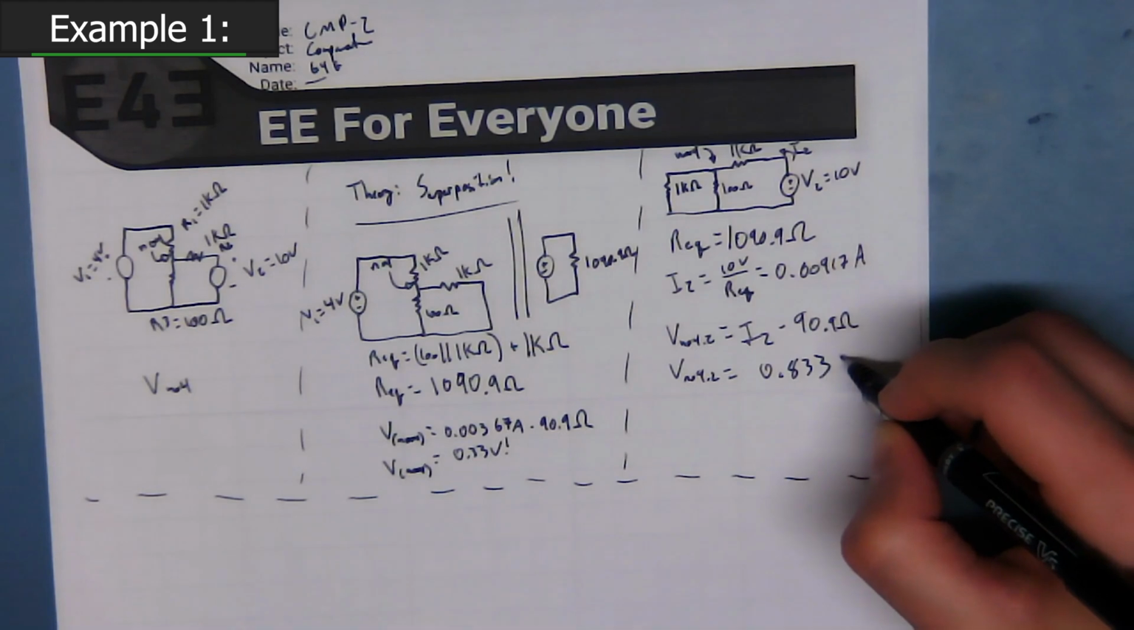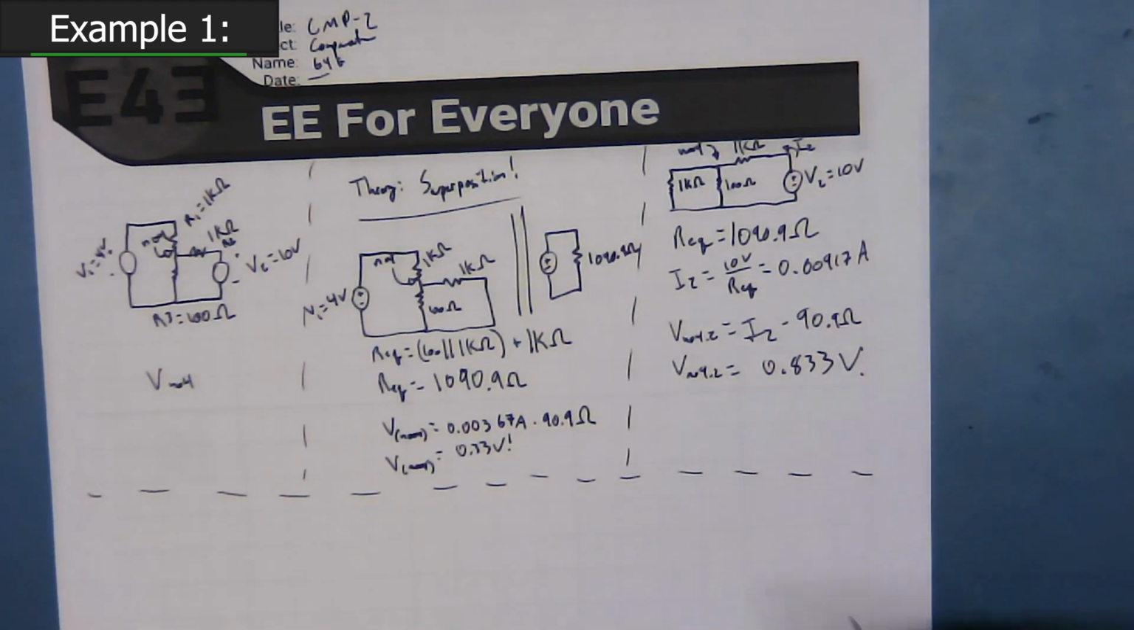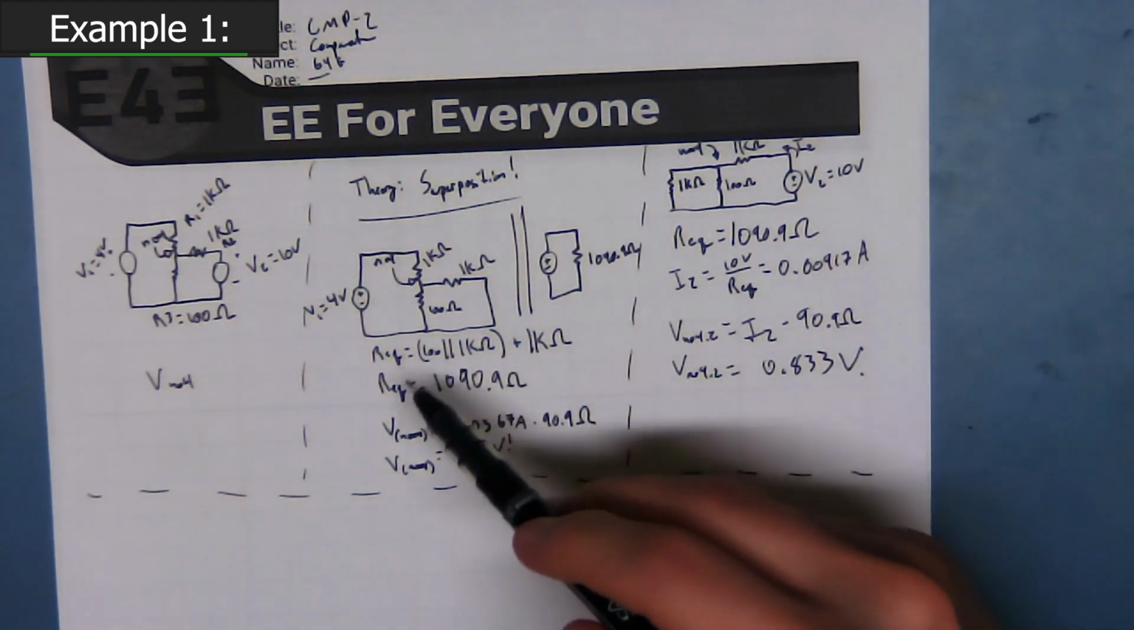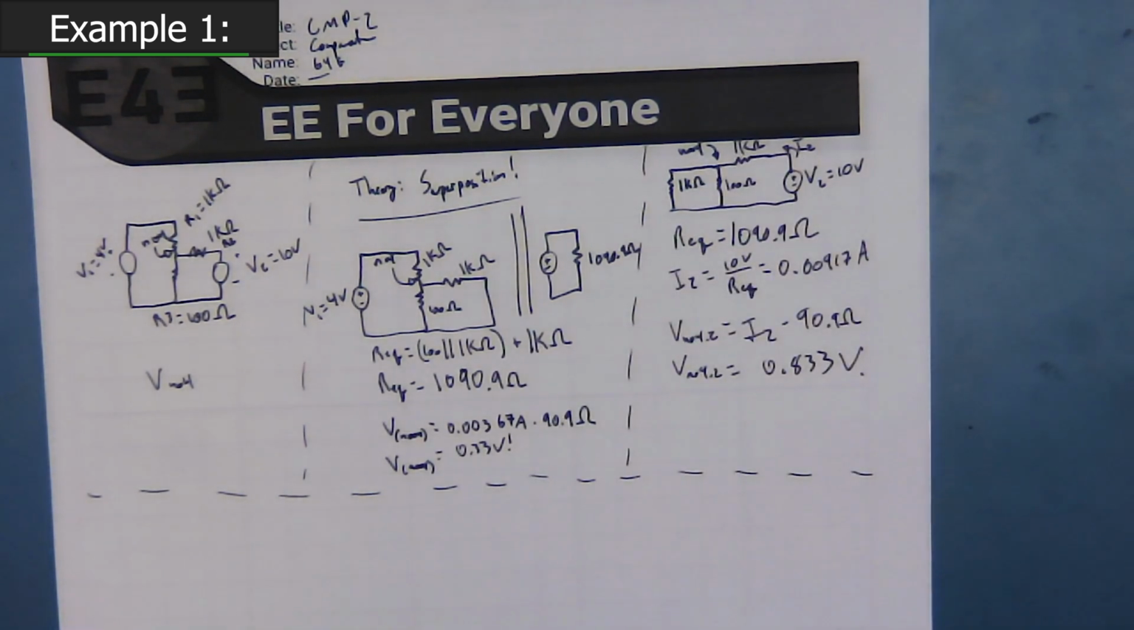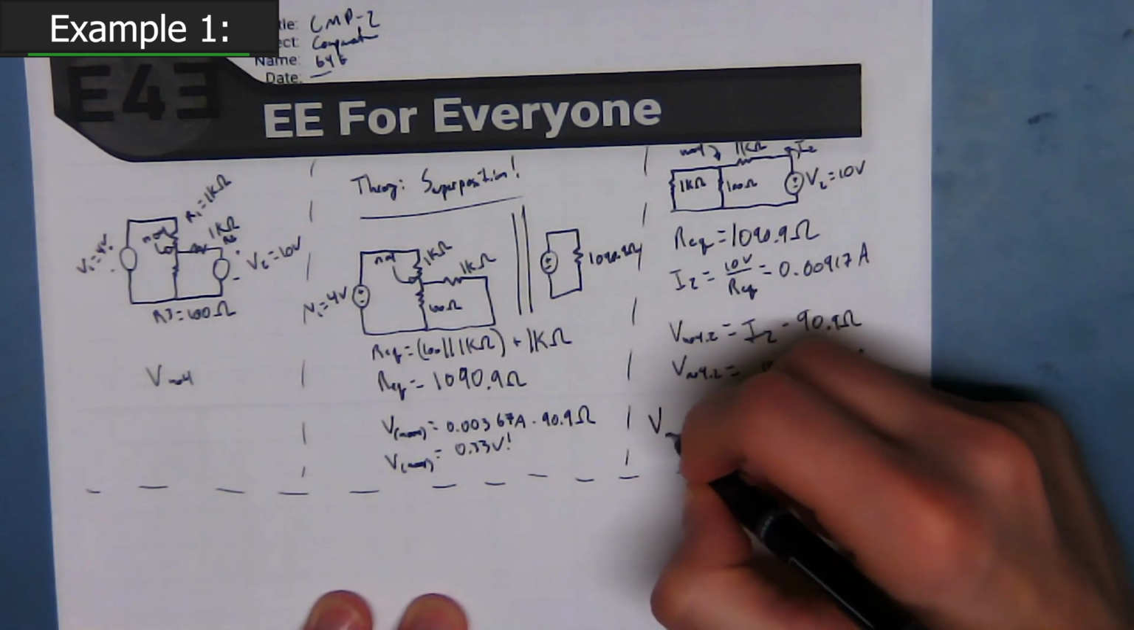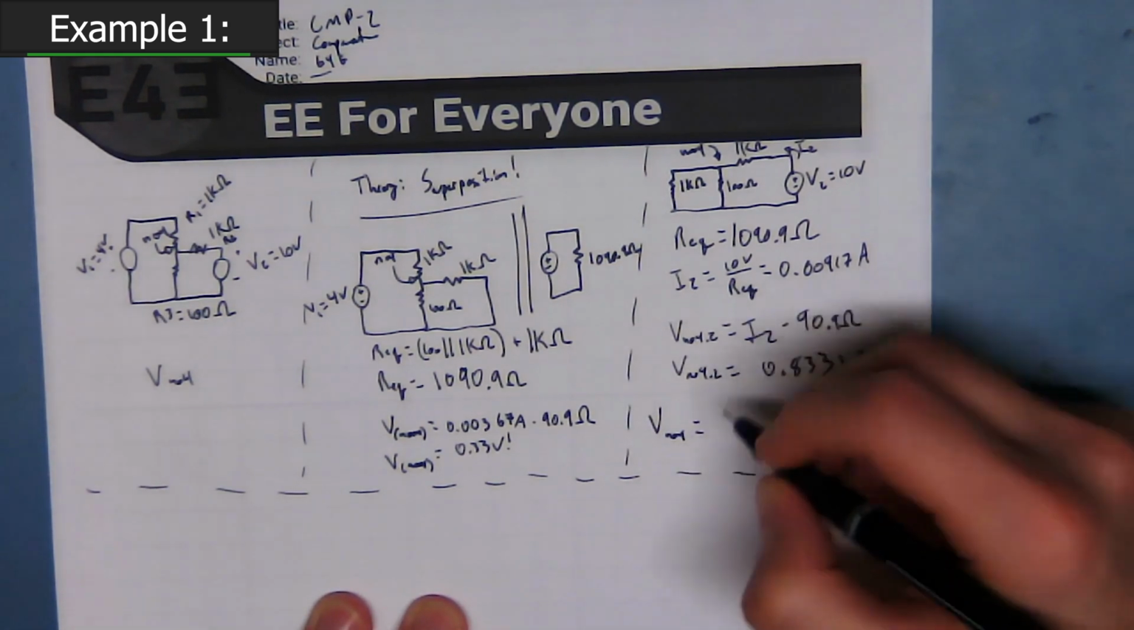Great. Now what, right? We've got this voltage solved from this half of the circuit. We've got this voltage solved from that half of the circuit. What do we do? Well, we combine them.